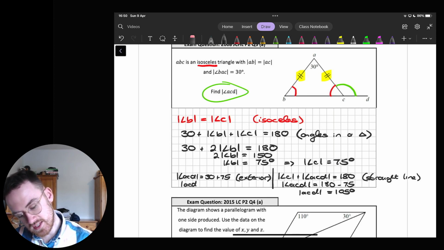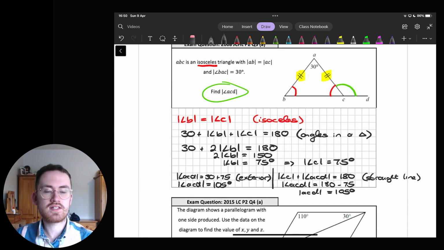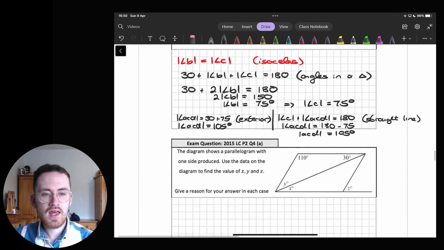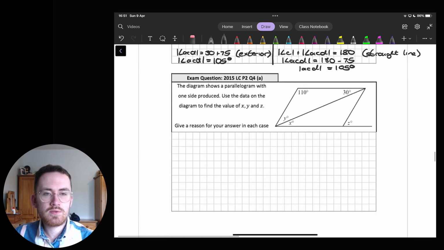And we get the same thing again, that angle ACD, so let me keep that angle sign, is 105 degrees. Okay, let's look at another exam question then.